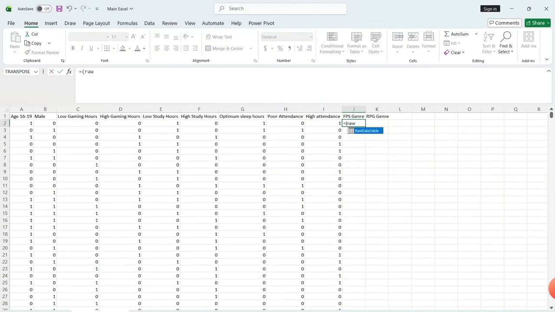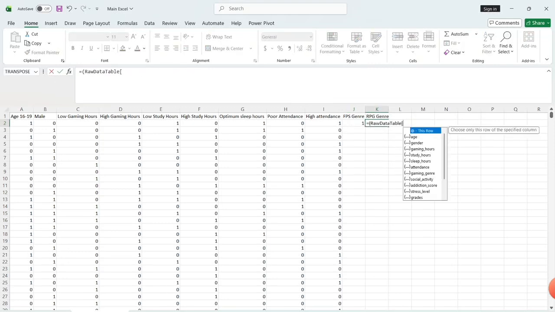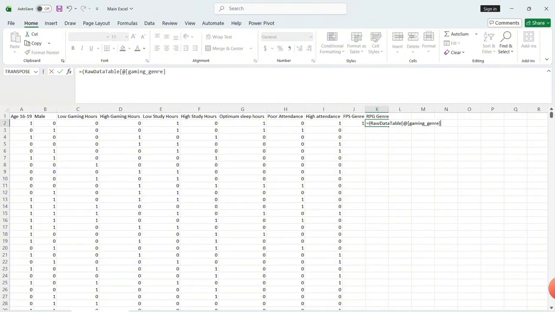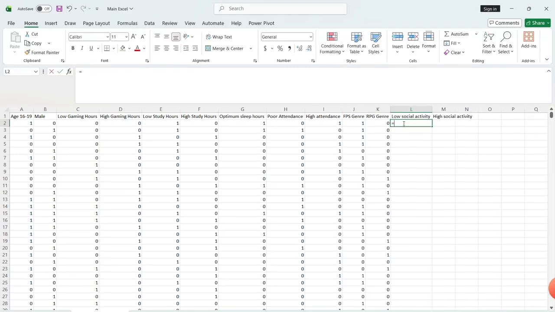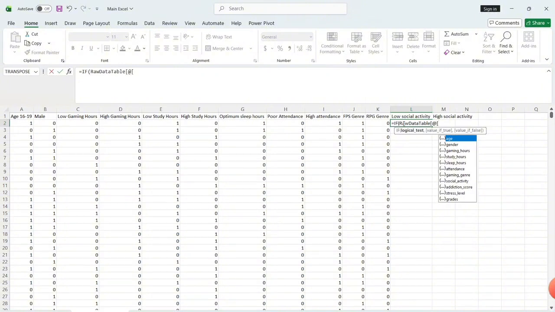Since gaming genres were already categorized, I will take FPS and RPG while leaving out the casual genre. Social activity is again divided into low, optimum and high categories, where low is under 1 hour per day and high is over 3 hours per day.